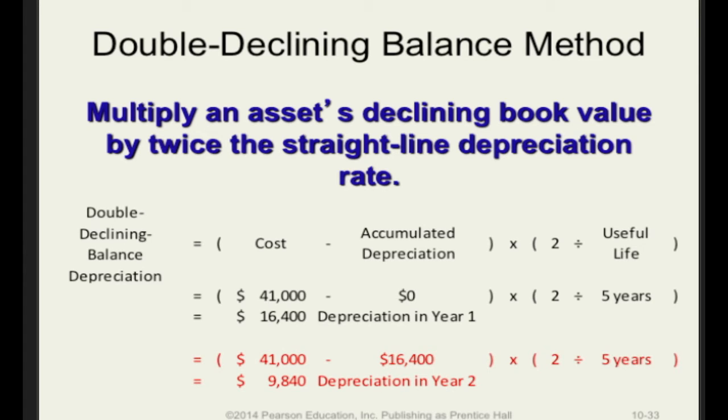In year 2 of the asset's useful life, the depreciation will be computed as $9,840. At the beginning of year 1, the book value was $41,000. At the beginning of year 2, the book value is now only $24,600 because we took off the $16,400 from depreciation in the first year. We will continue to change the book value of the asset each year until book value reaches the estimated residual value. Once book value reaches residual value, we cease computing any additional depreciation.